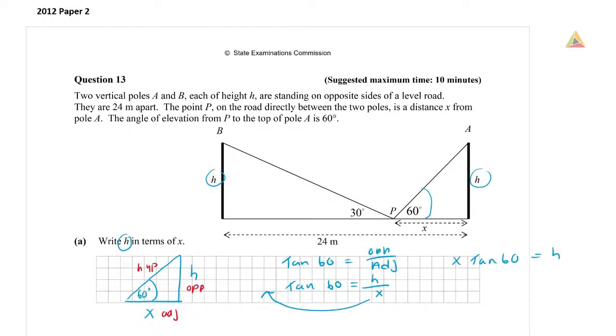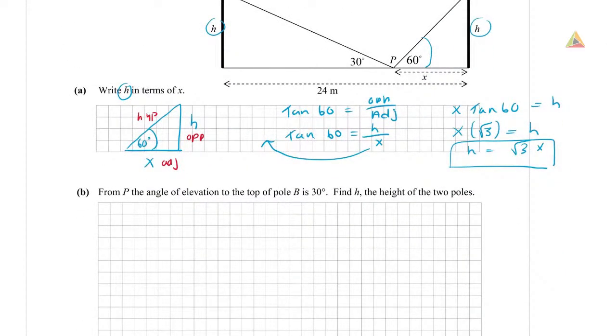Now we can actually get the result for the tan of 60. If you put tan 60 into the calculator, you will get root 3. So it's going to be x root 3 is equal to h, or h is equal to root 3 x. So that's the answer there to that first one. So I'm going to scroll down.